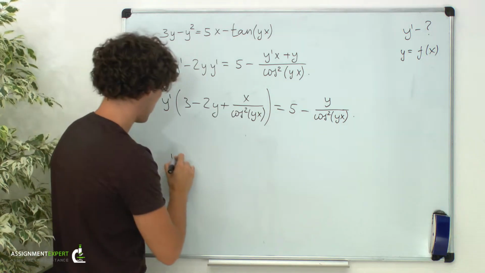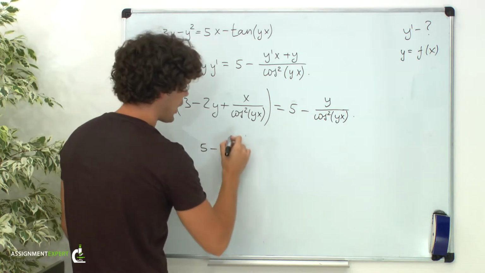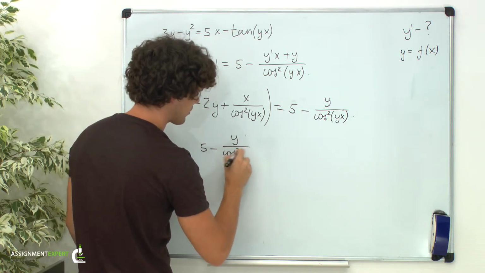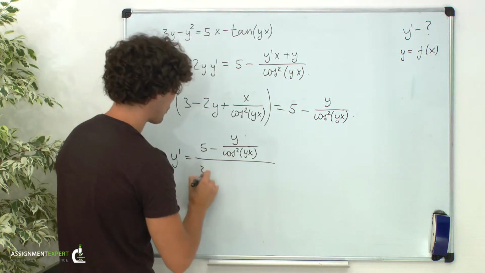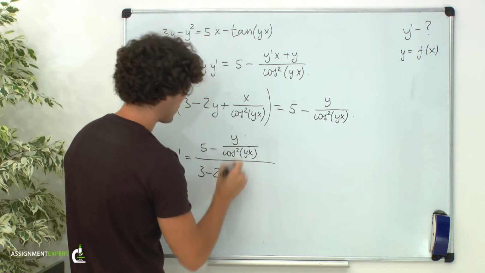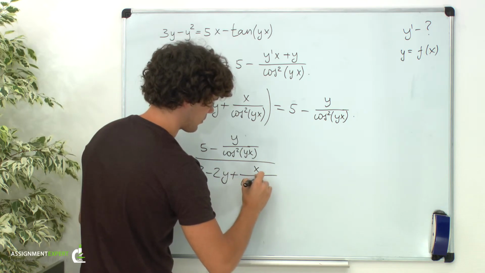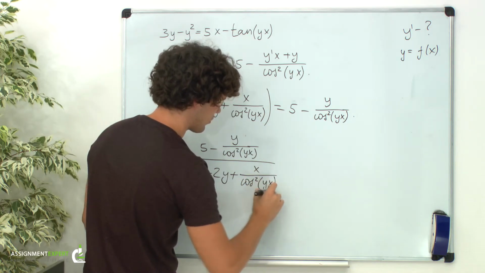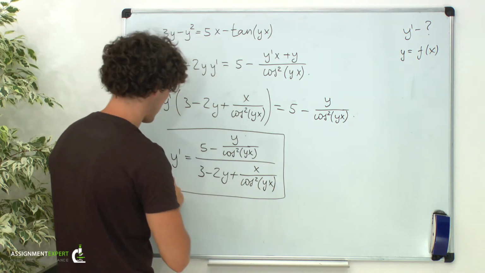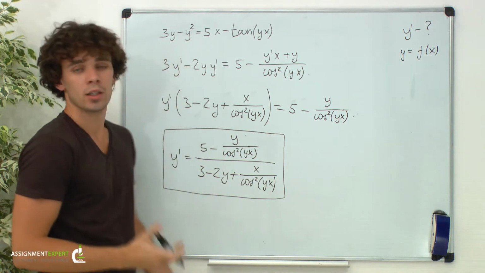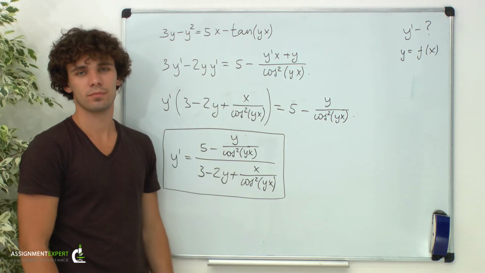Finally, y prime equals 5 minus y over cosine squared of y times x, divided by 3 minus 2y plus x over cosine squared of y times x. So here we found y prime, the derivative of a function which was given implicitly. Our task is complete.